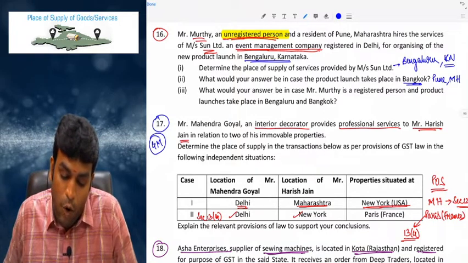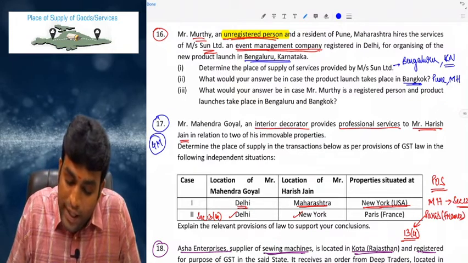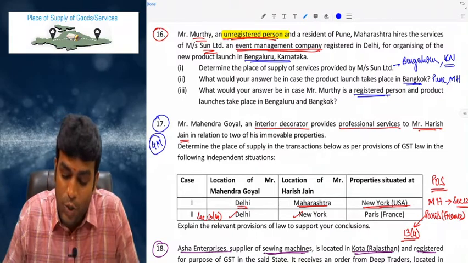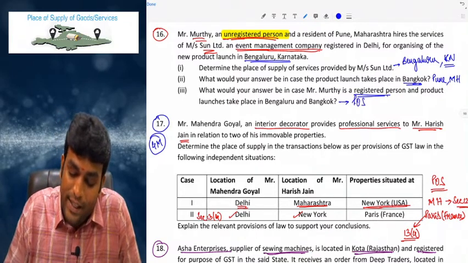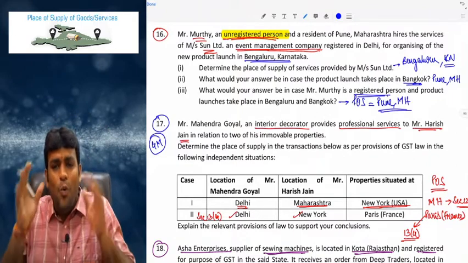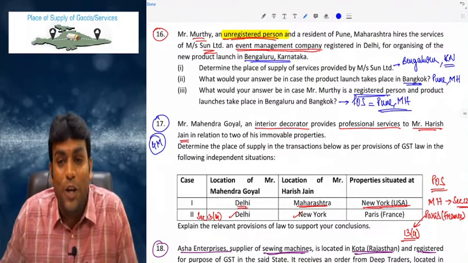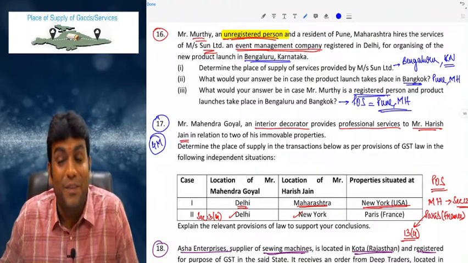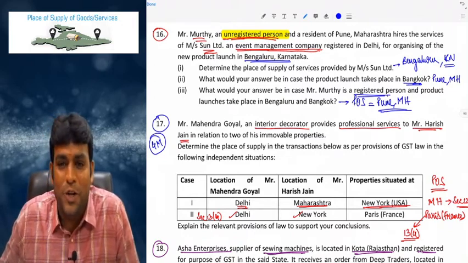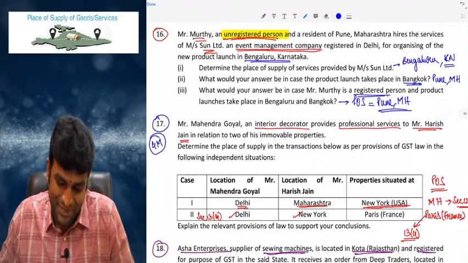Then, what would your answer be where Murthy is a registered person and the product launch takes place in Bengaluru or Bangkok? Wherever it is conducted, place of supply is Pune, Maharashtra, because once the receiver is a registered person, place of supply is directly the location of such person. Make sense, right? Good. Done.